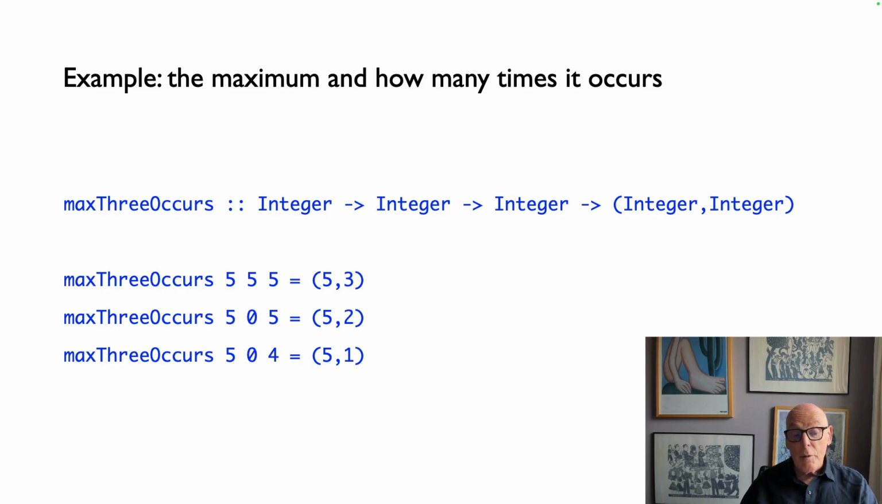If we apply the function to 5, 0 and 5, the maximum is 5, it occurs twice. If we apply the function to 5, 0 and 4, the answer is 5 and it occurs once. So the answer is the pair 5 and 1. Now, how can we go about writing a function that does that calculation?